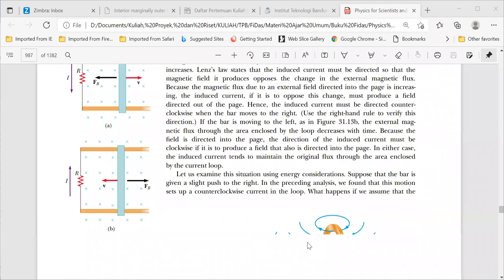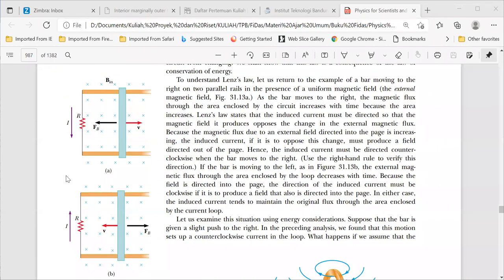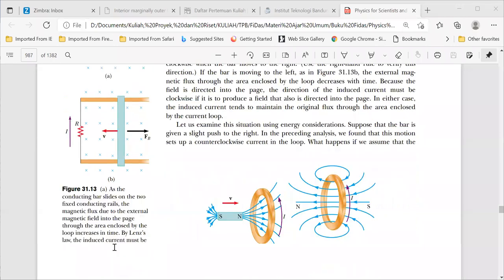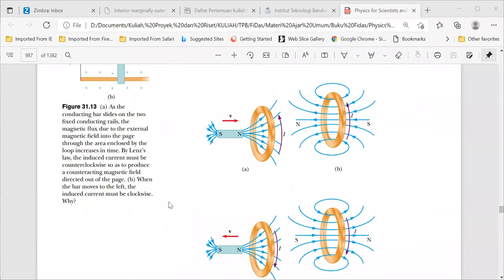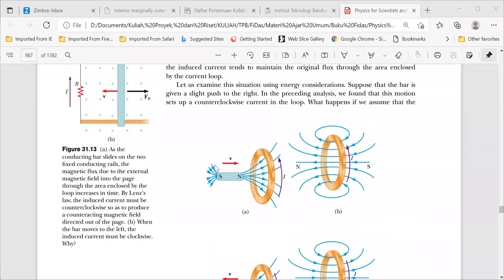So this is the Lenz law. We have discussed this Lenz law and also given some examples about it, as we discussed on Tuesday. If we have the magnetic bar and it moves toward this loop, the magnetic flux on the loop will increase positively.